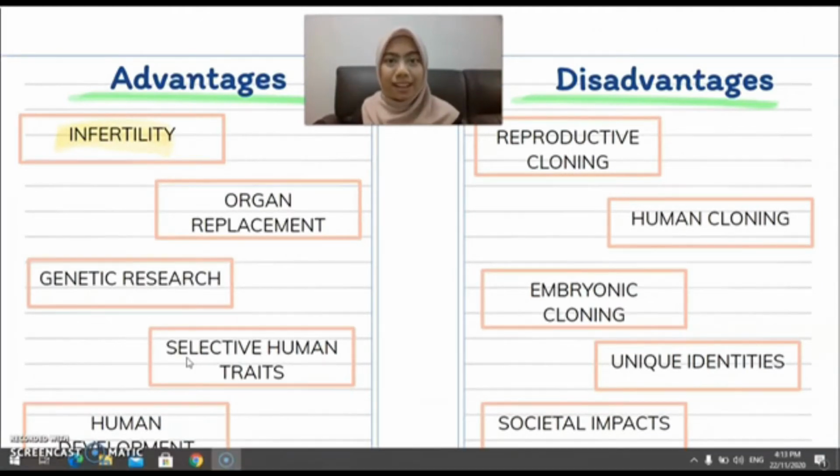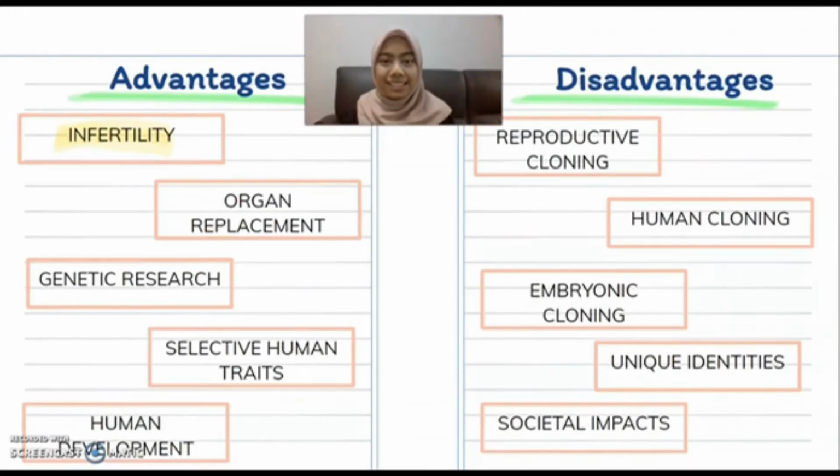Next, organ replacement. Organ replacement can be source of transplant organs or cells. Usually, scientists use stem cells to do that process. Next, genetic research is cell cloning that can assist scientists in gene research and editing.